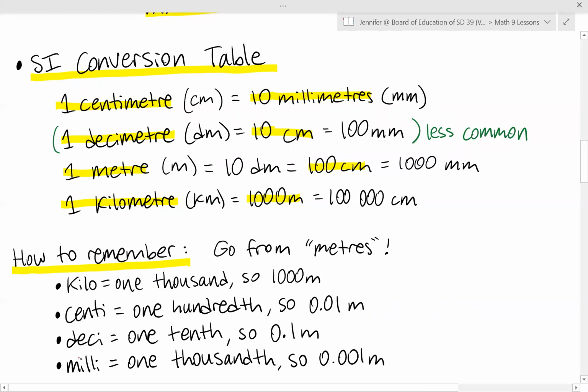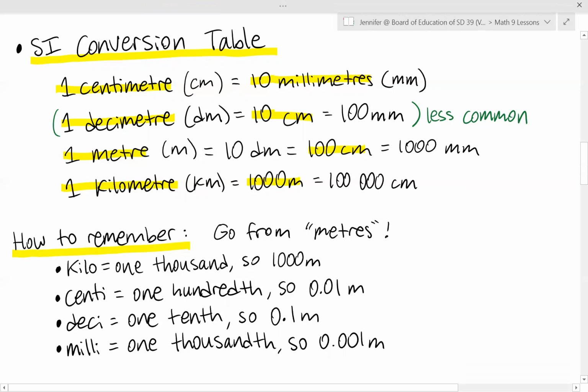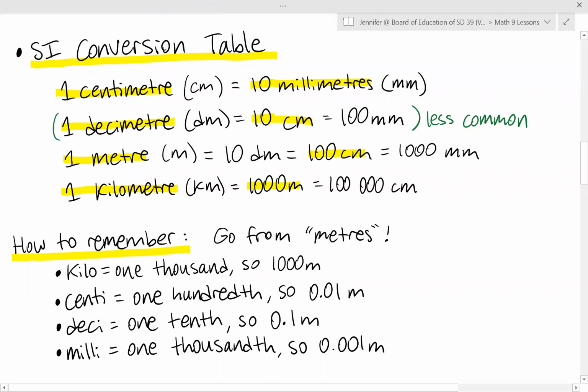Deci means 1/10. So it is 1/10 of a meter, so 0.1 meters. And milli means 1/1000th. So a millimeter is 0.001 meters. And then if you move this decimal place over 3 times, that's the same as multiplying by 1,000. So then that indicates that there are 1,000 millimeters in 1 meter. So I don't know if that makes it more confusing or less confusing, but the more we practice with this, the quicker these unit conversions are going to be in your head.